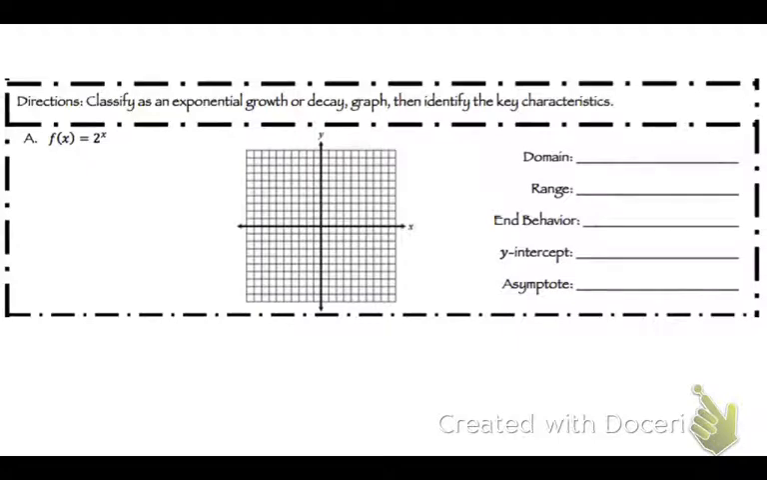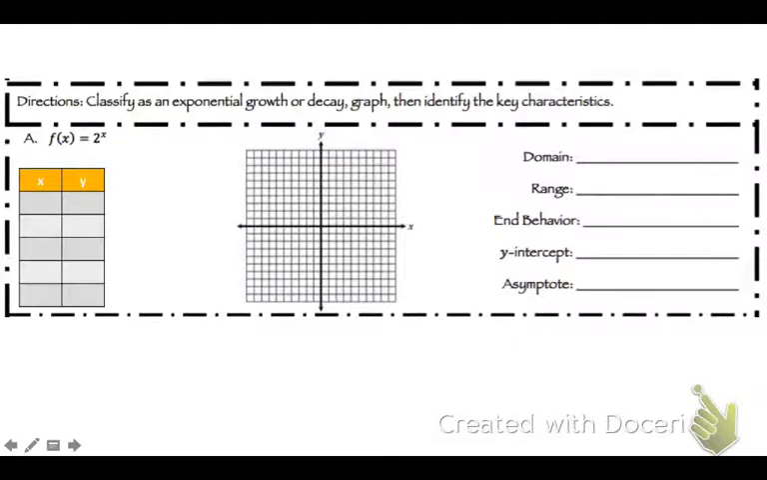So we're going to graph these, and the way we're going to do that is we're going to make a t-chart. And we're going to have x and we're going to have y. On the x's, it's -2, -1, 0, 1, and 2. Every single time, those are your x values. Okay?